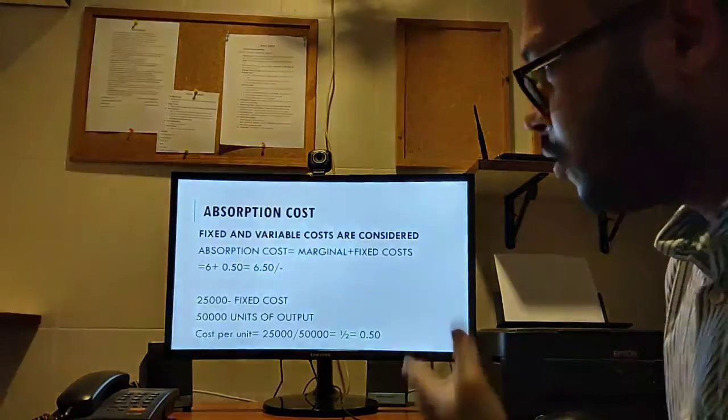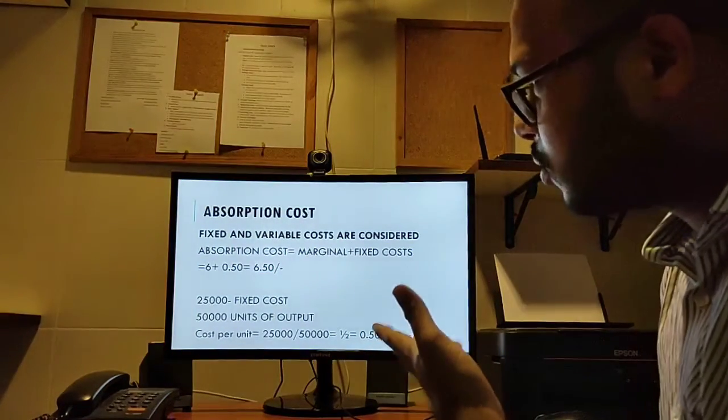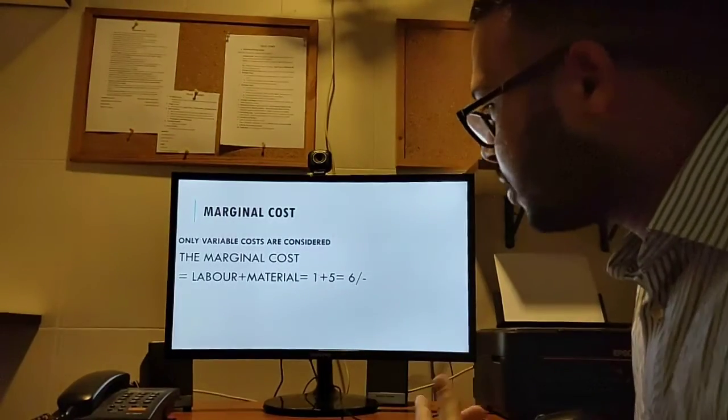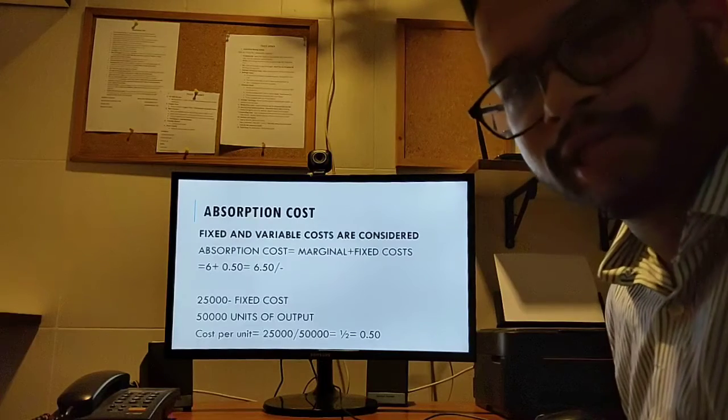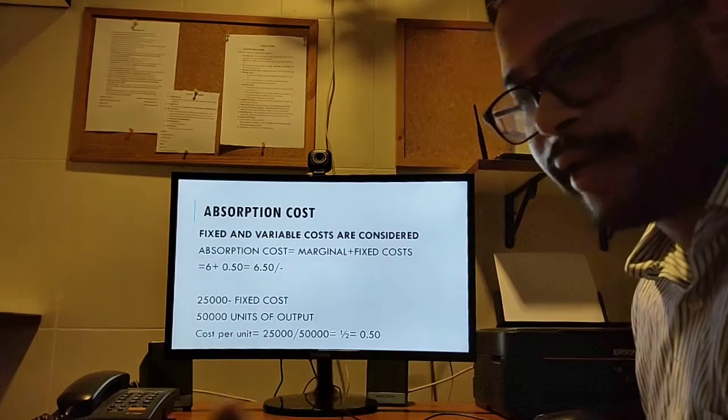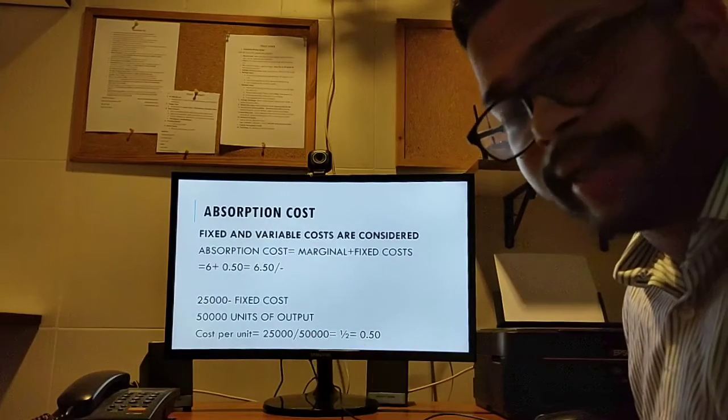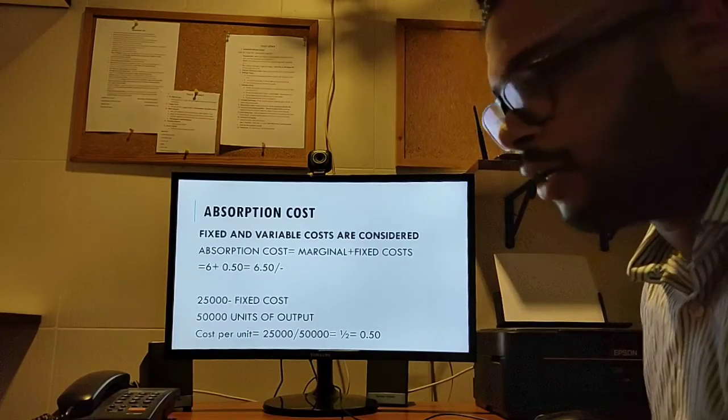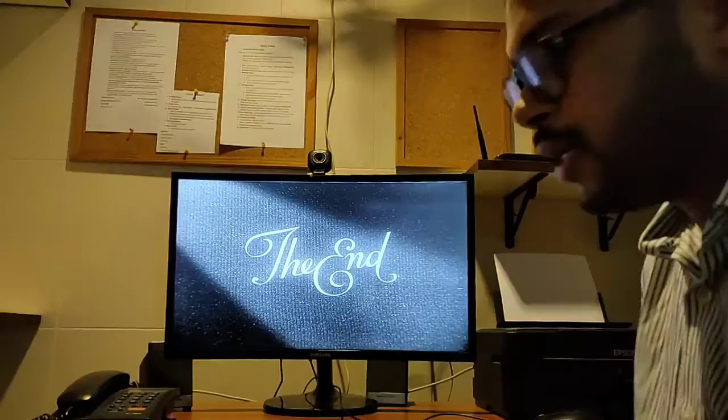So before I end, let me show you the difference. Marginal cost is 6 and your absorption cost is 6.50. So you can see how including your fixed cost has increased your total cost of production.